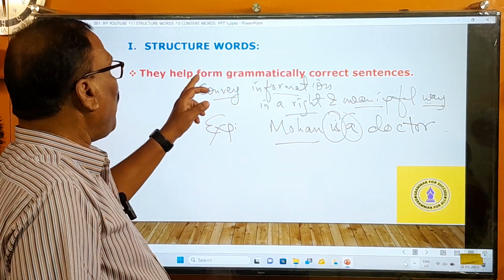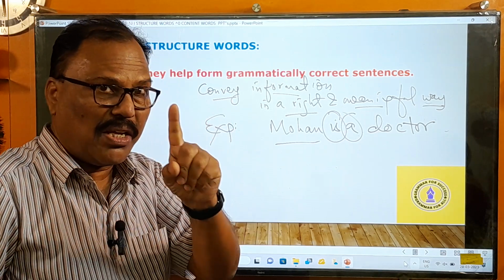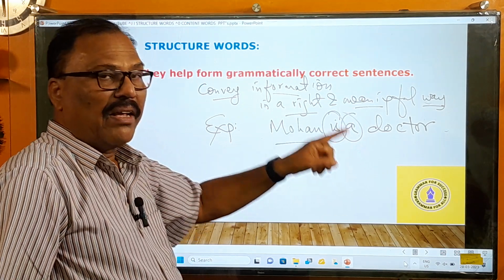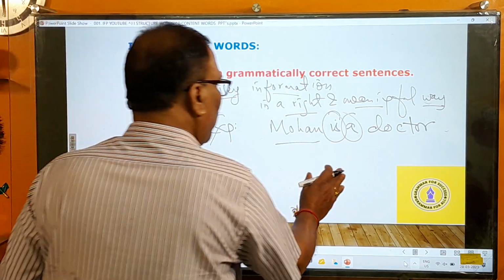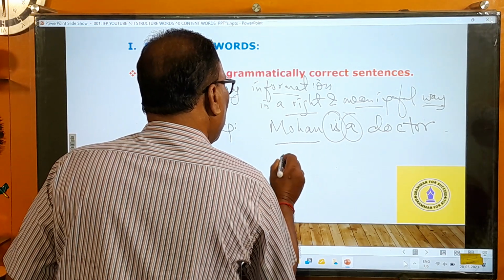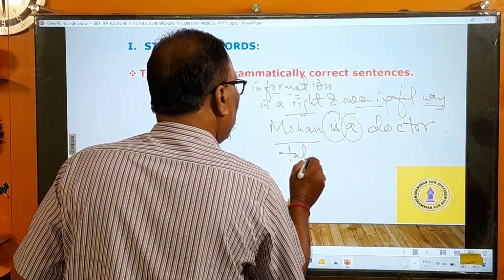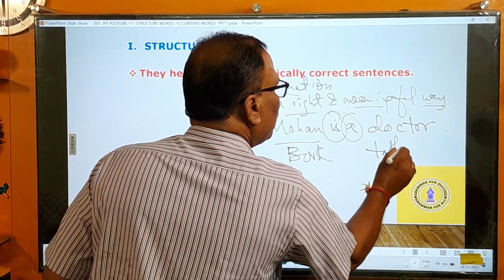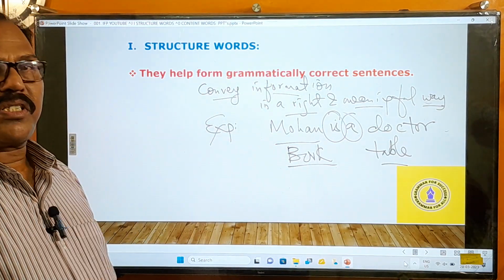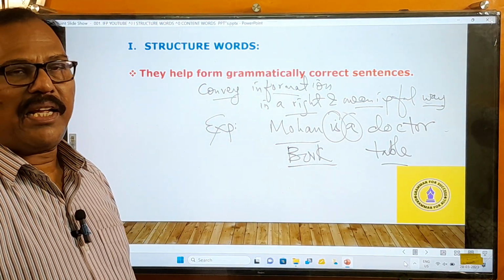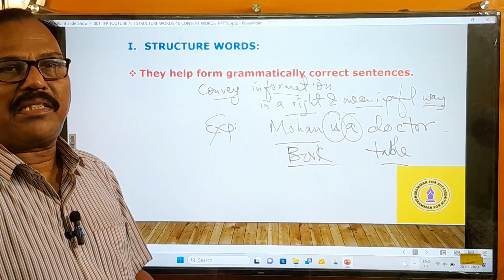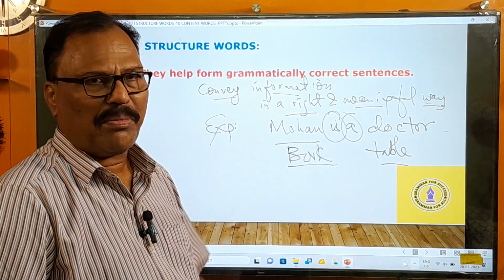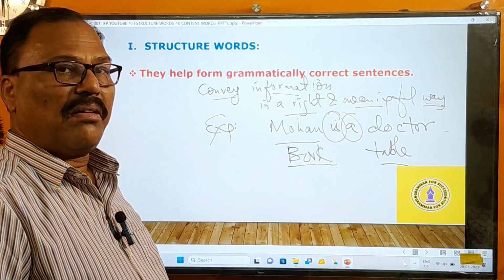Okay, they help form grammatically correct sentences. One point, and they help convey information in a right and meaningful way. That is another point. So one more example here I would like to give you before I close this. For example, book, table. What do you understand from these two words? Book, table. You don't understand anything. Individually, they make some sense. Book means book. Table means table. Everybody knows. But as a whole, they don't make any sense at all.